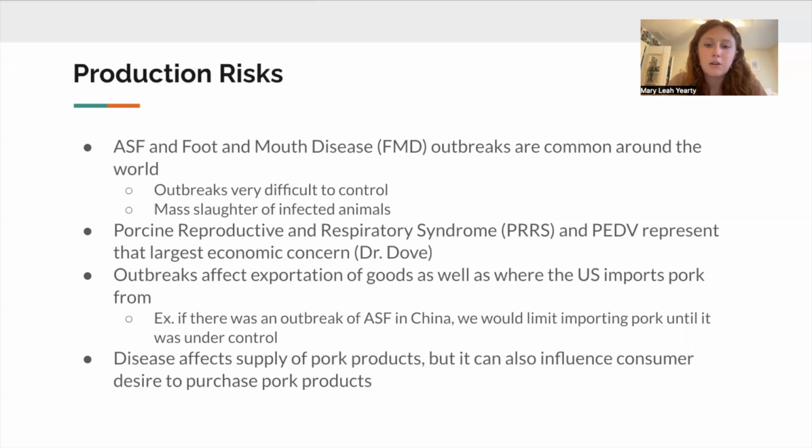And as we know, consumers often don't understand the meat inspection system and how careful it is to not allow diseased animals into the food supply. But consumer desire to purchase pork products can be affected by an outbreak. Even if this piece of pork they're buying has no disease on it, they hear African swine fever and it's scary, and they don't want to put themselves at what they believe is at risk.